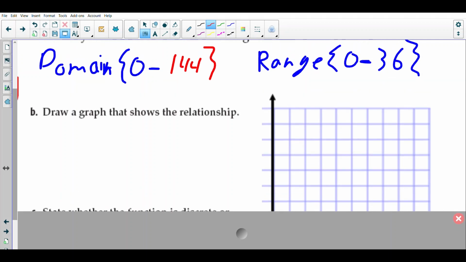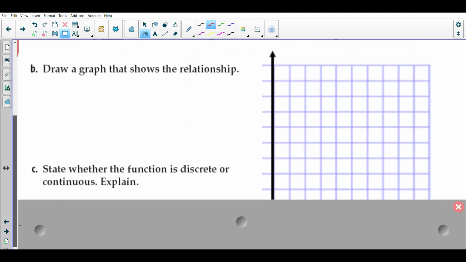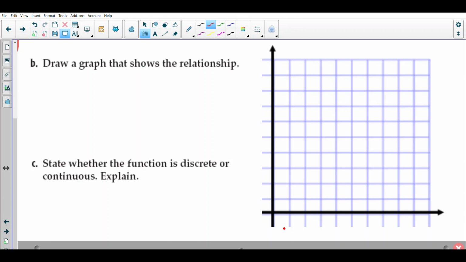Okay, so I have my domain and my range. So I'm just going to go by 25s on the x-axis here. So I have 25, 75, 125, and then let's see, I lost my spot, 175. Okay, and then I'm going to go by 5s on the y-axis, 5, 10, 15, 20. So my first coordinate would be 0 minutes, 0 miles.